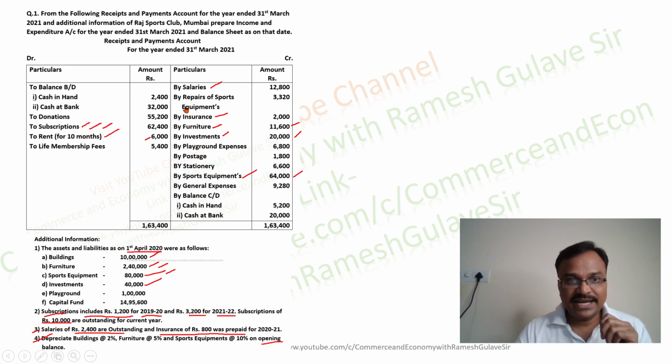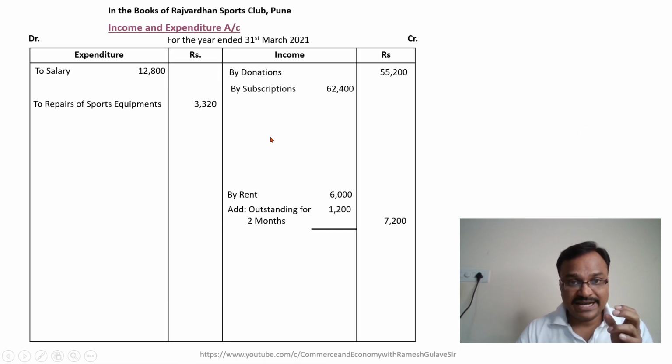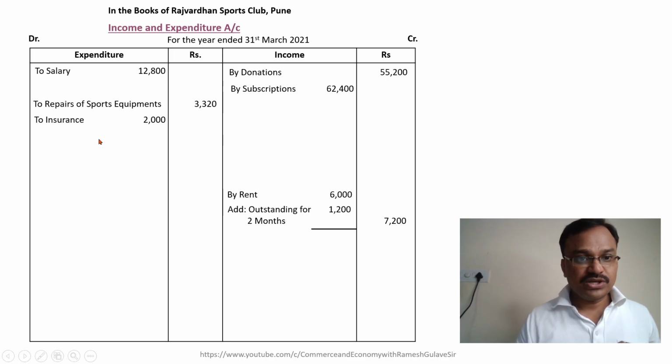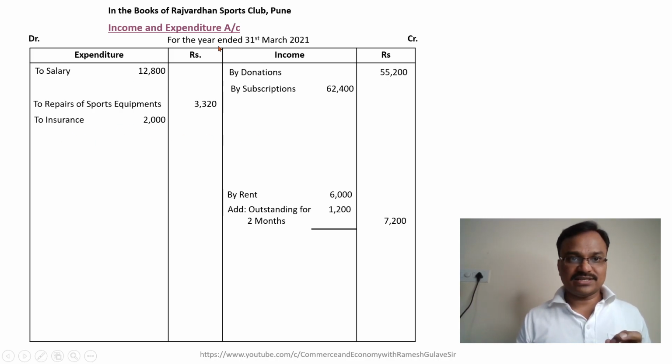After salary and repairs of sports equipment, the next point is insurance. Again, there is an adjustment on insurance. The amount of insurance is 2,000. As there is an adjustment on insurance, we have to record it in the inner column. So here insurance 2,000, right?